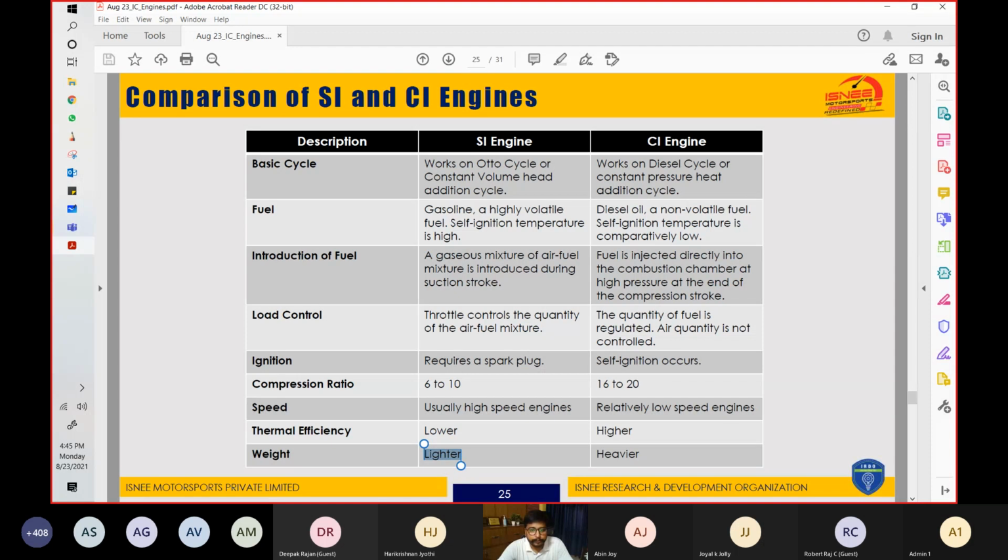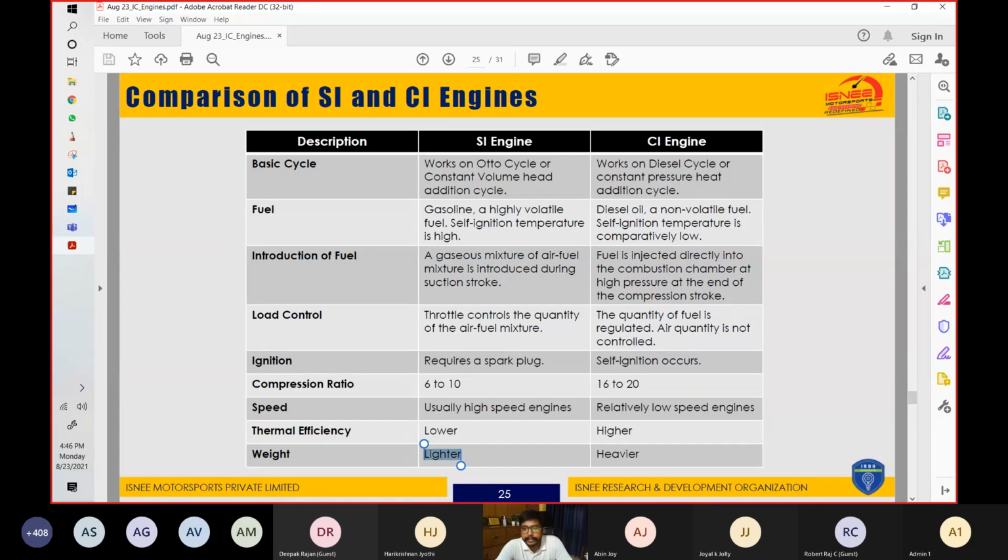Then comes your load control. In the SI engine, the throttle controls the quantity of the air-fuel mixture. When you increase the RPM, you are providing more fuel. In order to get more power from the engine, you need to increase the supply of fuel. So basically, more power leads to more load control. You can control more load at more throttle. So throttle is basically nothing but providing more air and fuel mixture to the combustion chamber, so that a greater power stroke can happen.